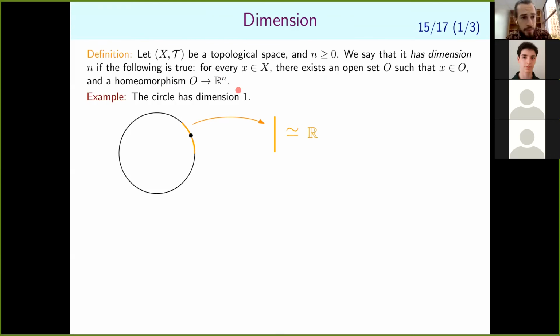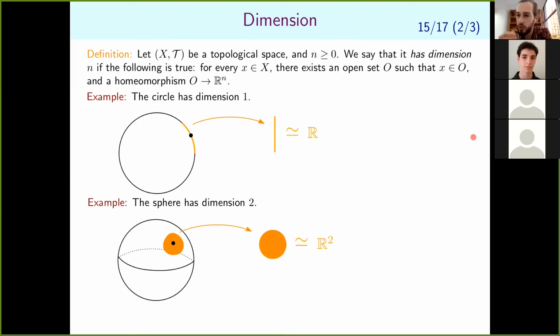For instance, the circle has dimension 1 because if I take any point, I can consider an arc. This is an open set around my point, and for this arc I can easily find a homeomorphism between the arc and the real line. You can just find a homeomorphism between the arc and a finite interval, and then we know that the finite interval is homeomorphic to the whole line.